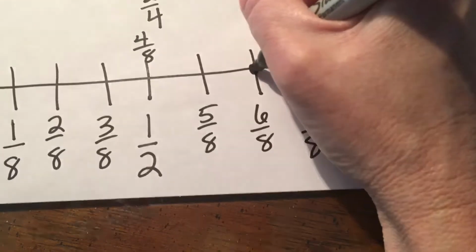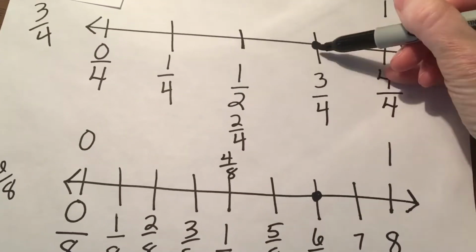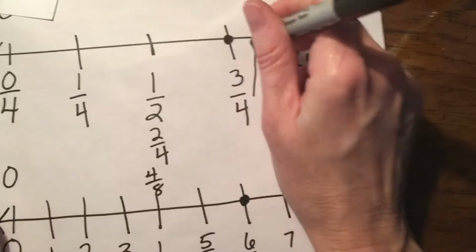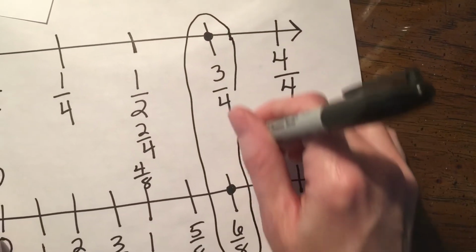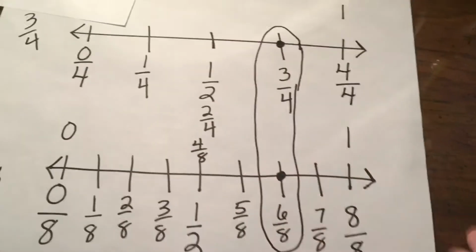So 6/8 is my fraction, so I'm going to put a dot on 6/8. Then I'm going to look, and it looks like it lines up. They're in the same spot on the number line. So I know that these two fractions are equivalent.